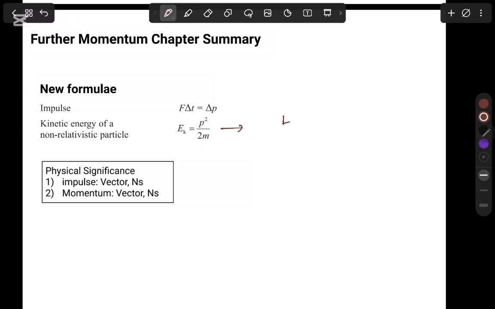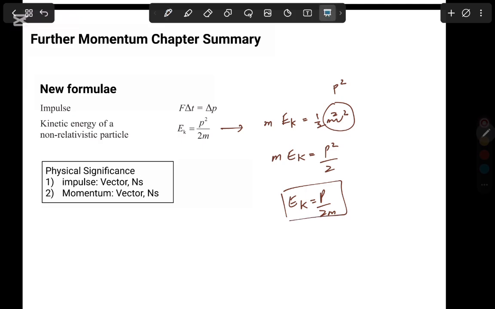We have the kinetic energy is equal to half mv square. Multiply both sides by m. This becomes, we're going to get m times Ek is equal to p square over 2. So Ek is equal to p square by 2m. Along with this, remember the physical significance of impulse and momentum. Both are vectors. Units are Newton second, or you can also say kg meter per second.